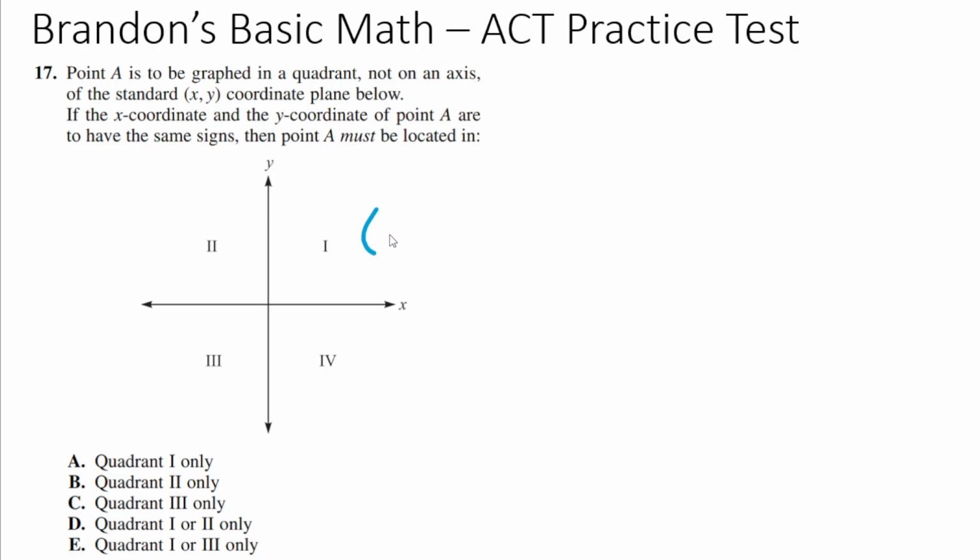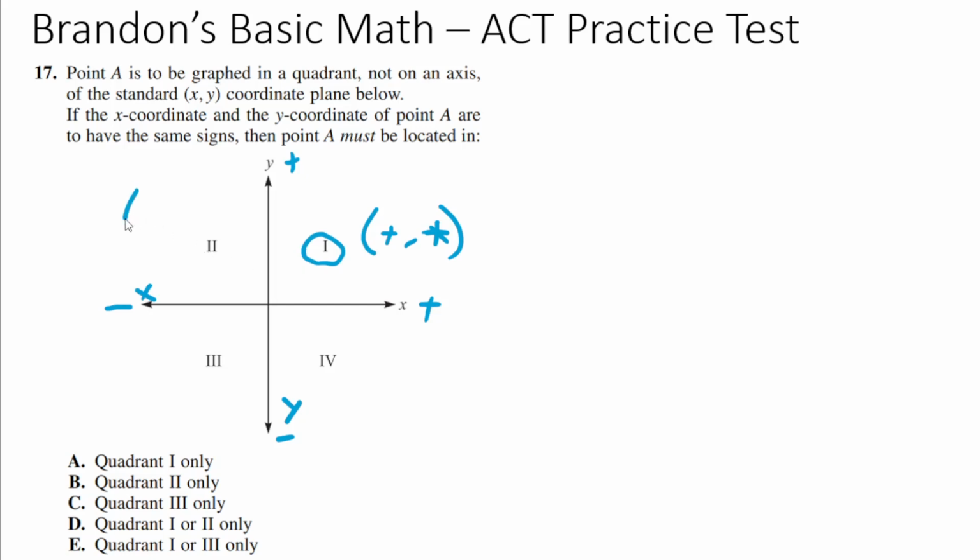So if we're in quadrant 1, our x is going to be positive because it's to the right. Anything to the right is positive. Anything up is positive. Anything to the left on the x-axis is negative. Anything down on the y-axis is also negative. So in this case, quadrant 1 is going to be x with the positive, and then a positive y as well. So those two match, so quadrant 1 works.